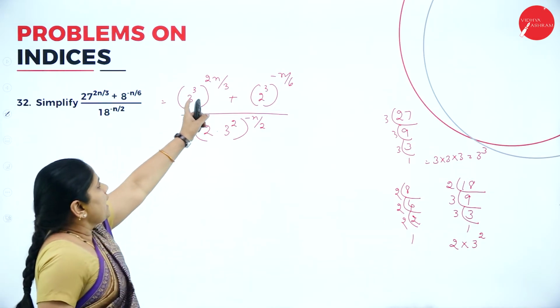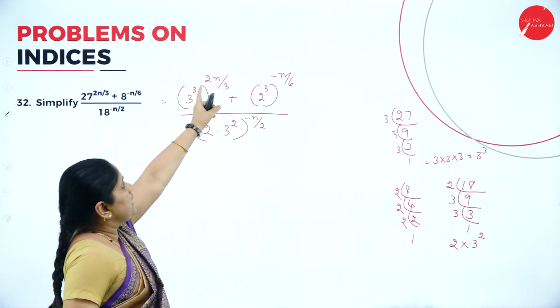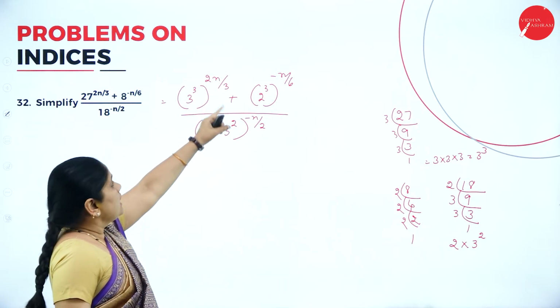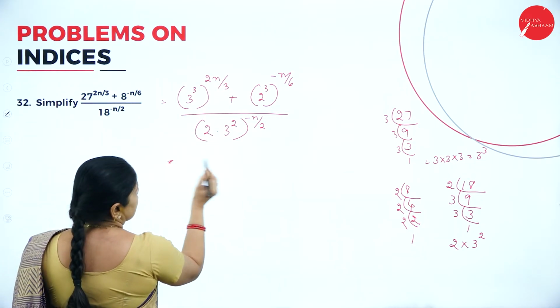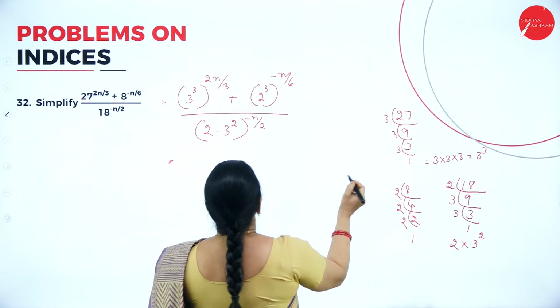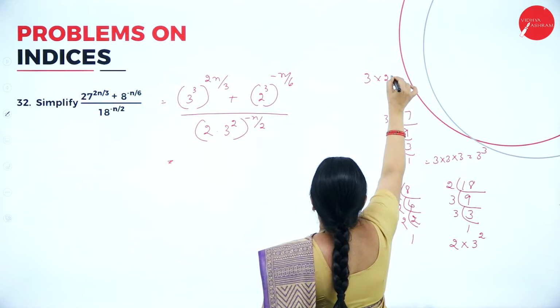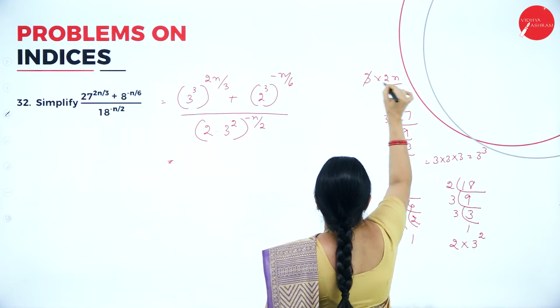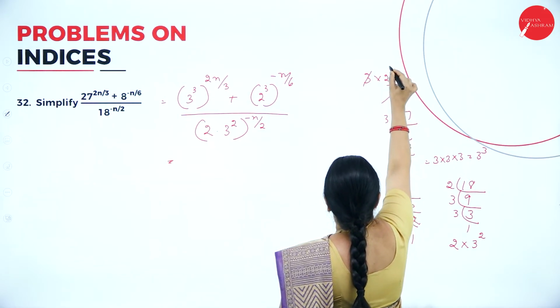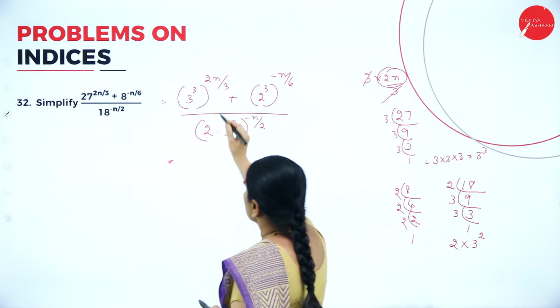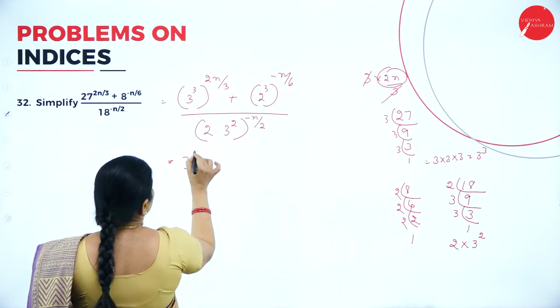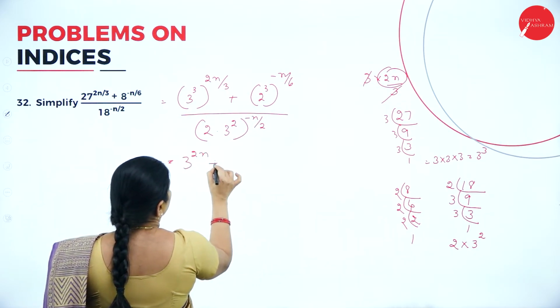So now I have 3 to the power of 3 into 2n by 3. Now I will just simplify this here. In the working column, I will write 3 to the power 3 into 2n by 3. 3 and 3 get cancelled, only 2n is remaining. So I will write here 3 to the power of 2n plus.